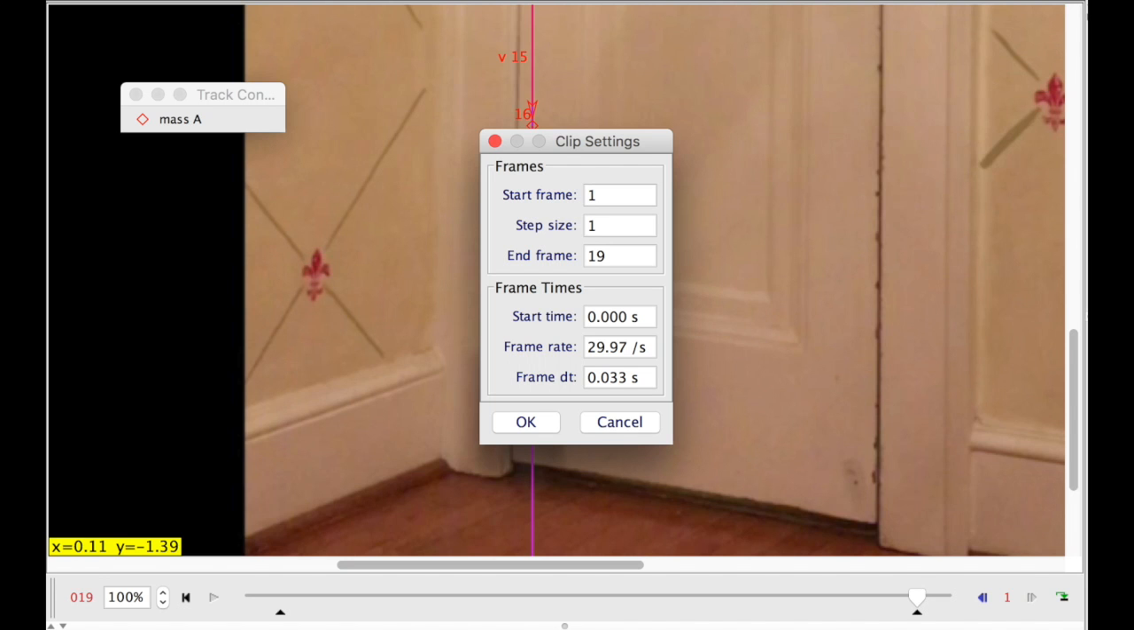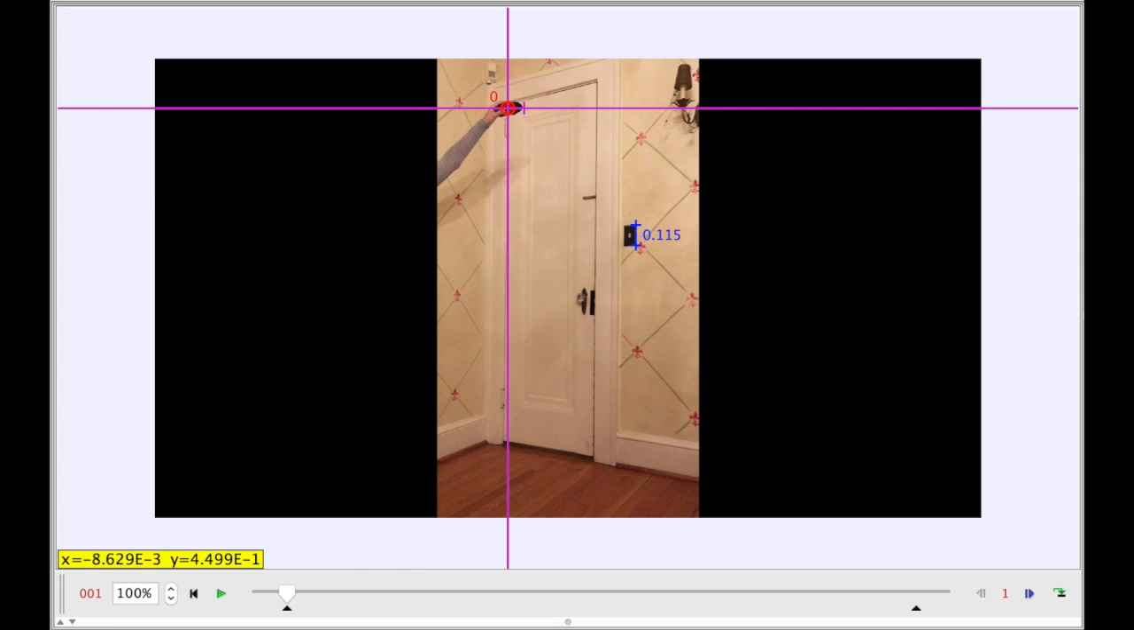In Tracker, the video of the motion consists of 18 frames, with the change in time being 0.033 seconds between each frame. The coordinate system is set so that the object's initial position is 0 meters at the origin, and the motion is in the negative y direction.